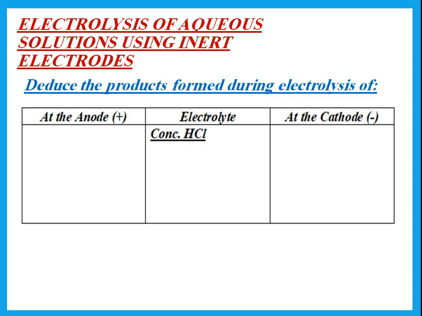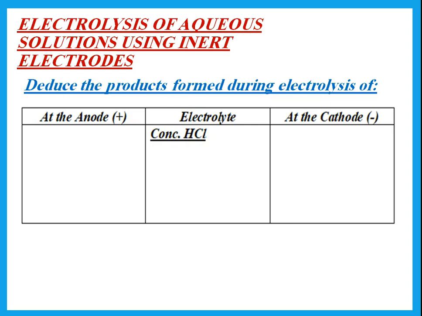Now, usually it is graphite. If he says use a metal and we want it to be inert, the metal that we usually use is platinum, because platinum conducts electricity since it's a metal, but it is much less reactive than all the other metals, so it is an inert electrode.